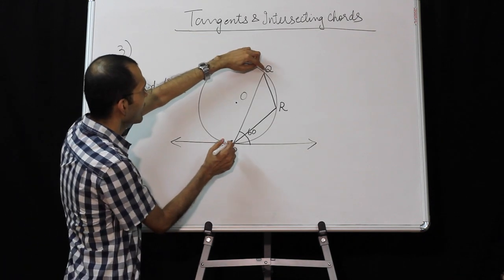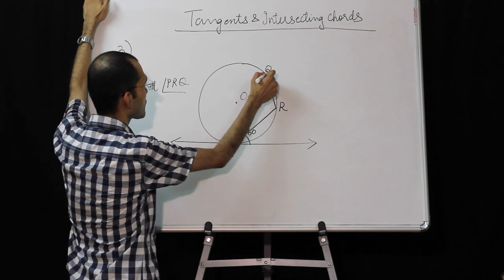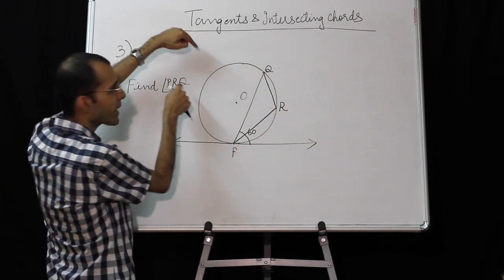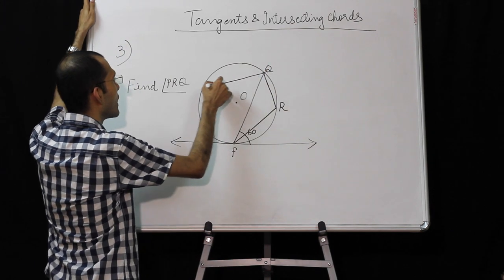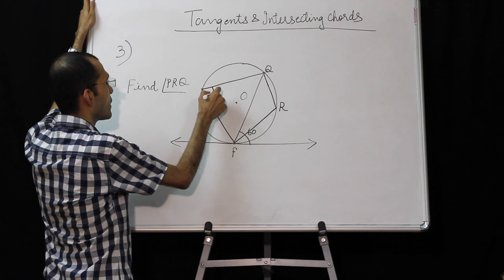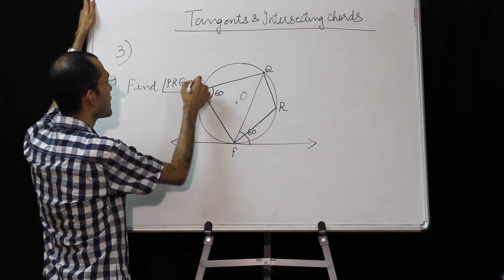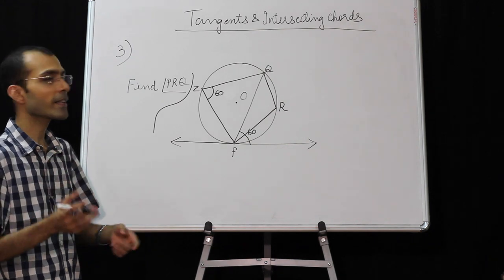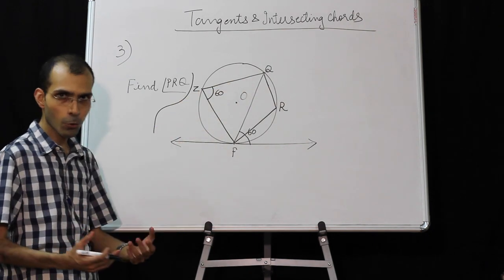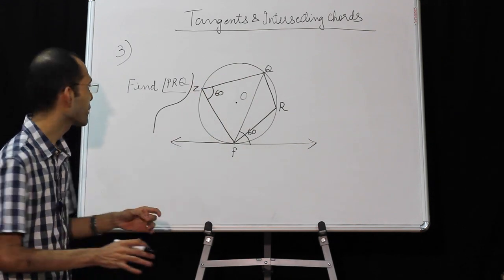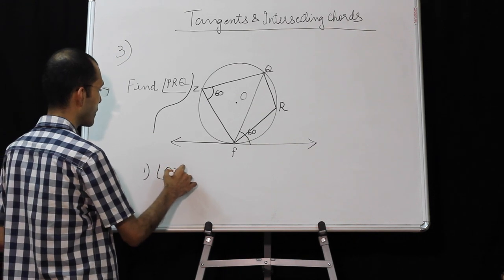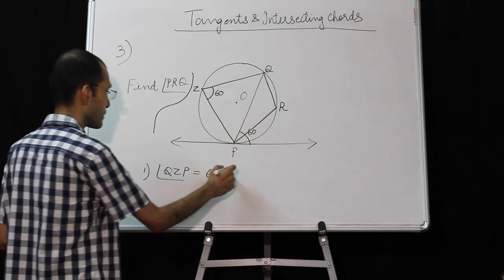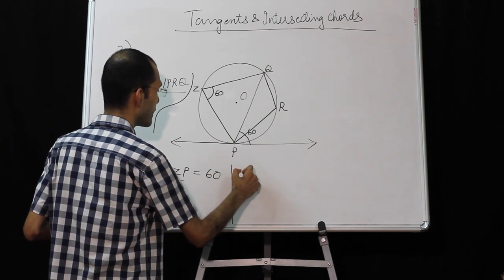So what we can do is, this chord QP will throw another angle at the circumference, anywhere at the circumference. So this 60 will now equal, let this point be say Z, this 60 will now equal angle Z. The reason is alternate segment theorem. So we had to construct this for the alternate segment theorem to work. No need to show this as dotted, you can show a dark line, no problem. So we can say angle QZP will equal 60. Reason is alternate segment theorem.